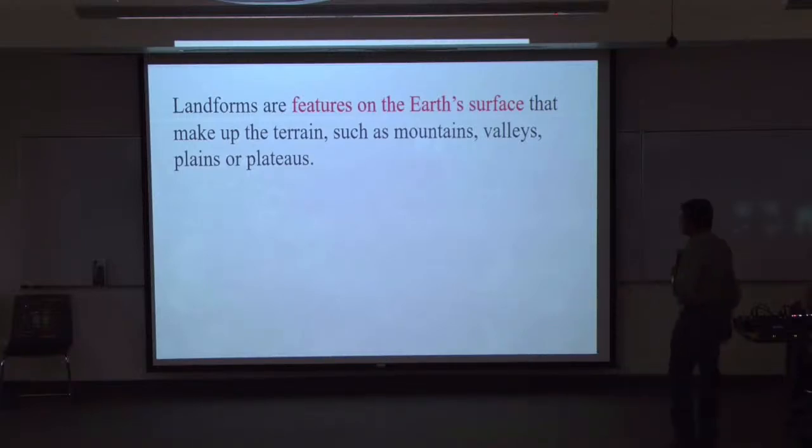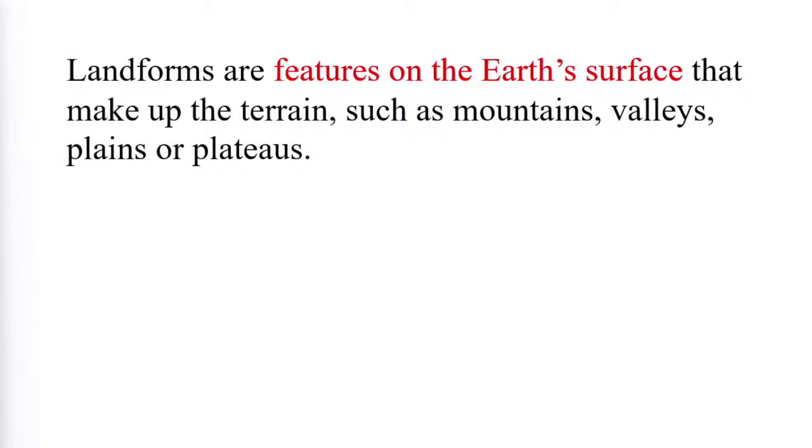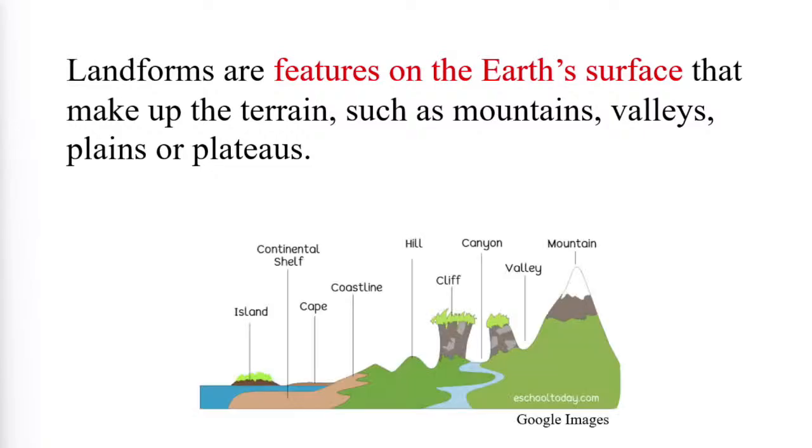The definition here includes mountains, valleys, plains, plateaus. All of these are landforms. I have a cartoon here which provides you with additional landforms, things like cliffs, canyons, coastlines, etc. So these are all different types of landforms.